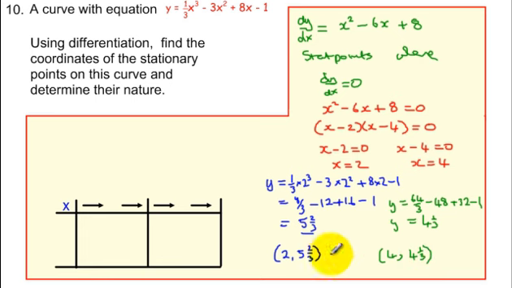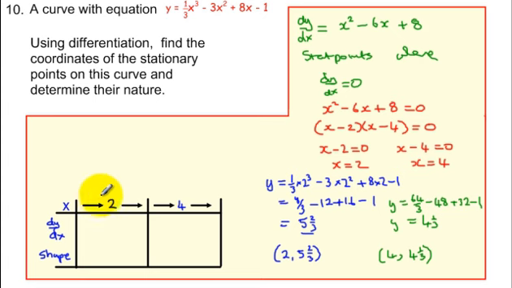We now have to decide on the nature of these stationary points. To do that, we've got a nature table, and we're looking at values of x around 2 and also around 4. We then look at the sign of dy by dx, which then tells us about the curve's shape.